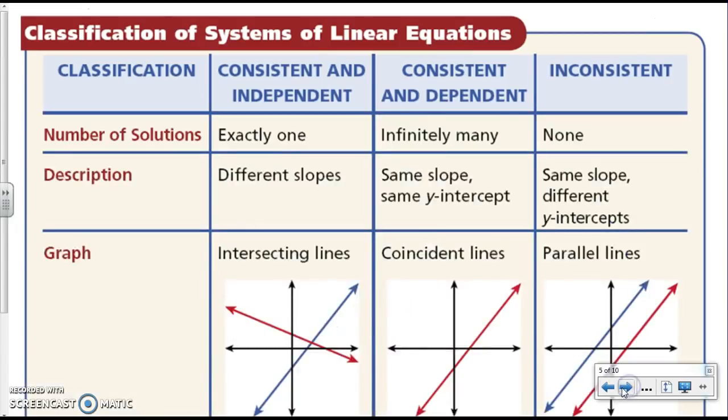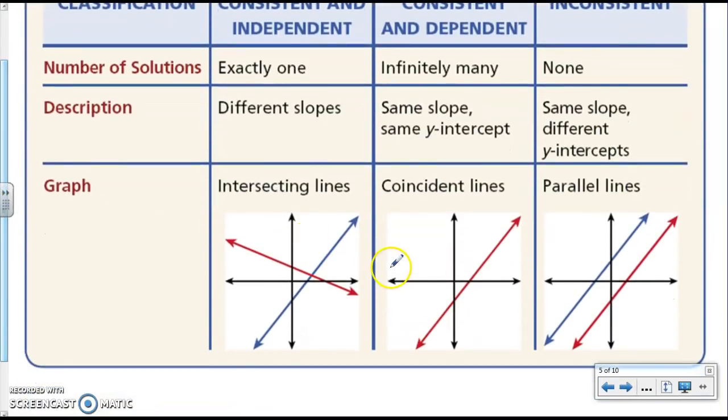Okay. So here's a table that breaks that down. If they're intersecting lines, we have exactly one solution. There are different slopes there, so you can find a point where they cross. They call that consistent and independent. Consistent and dependent is when you have coincident lines, or lines that end up on top of each other. They have the same slope and the same y-intercept. That is when we have infinitely many solutions, or infinite solutions. And then parallel lines never cross. We have the same slope, different y-intercepts. That is when we have no solution.